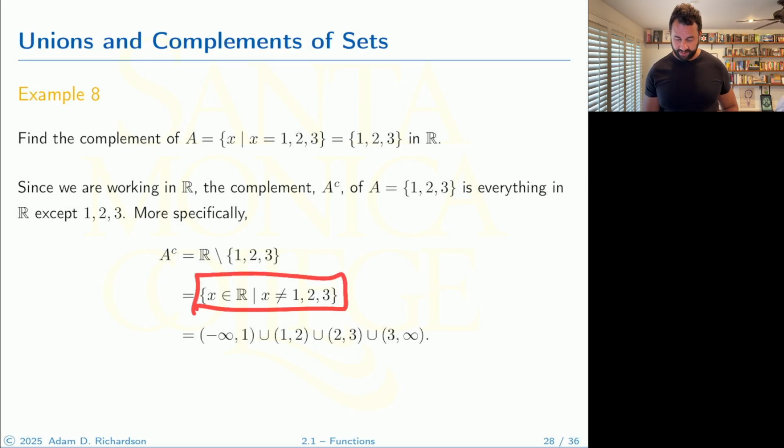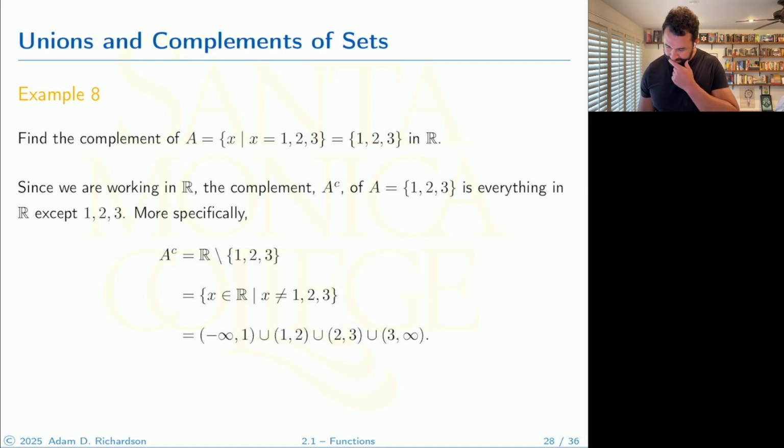So remember, complement here, notice I'm saying x is in R. This is the universe, right? So x is not equal to one, two, or three. So it's going to be everything in between and outside of those numbers. Negative infinity to one, not including one, and then everything from one to two, not including one, not including two, everything from two to three, not including two, not including three, and then everything from three to infinity, not including three, not including infinity.